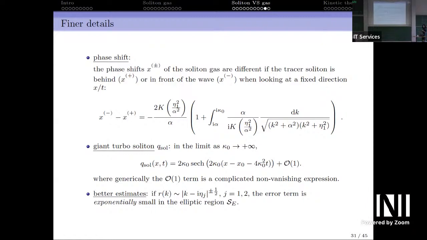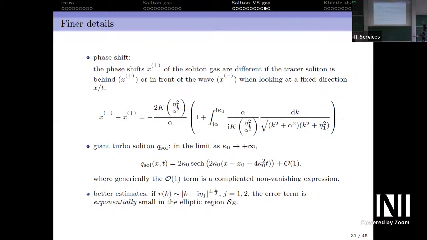Then this is what I call the giant turbo soliton. So imagine the soliton is really ginormous and it's extremely fast. Then this Q sol actually simplifies. In the asymptotic, as kappa naught goes to infinity, you can recover this hyperbolic secant. That's the usual one soliton solution that we know for mKdV. And these order one terms are just some residues. That doesn't matter, because this kappa naught is the one that wins over everything.